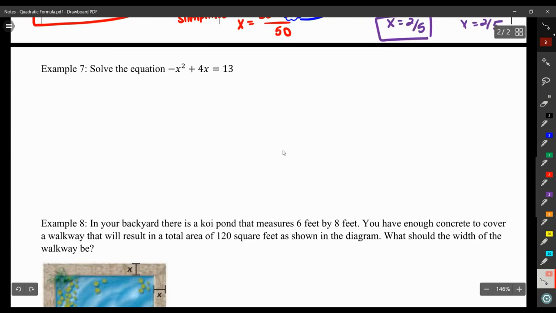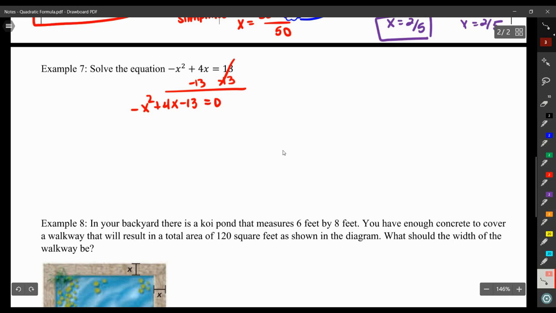Let's look at example 7. I'm going to start you off with 7, and I'm going to let you finish it on your own. So for example 7, the first thing we need is it equal to 0. So we're going to move over the 13. So we've got negative x squared plus 4x minus 13 equaling 0.